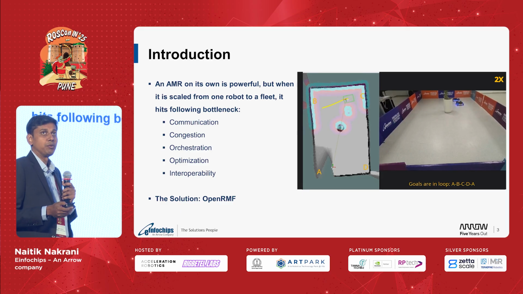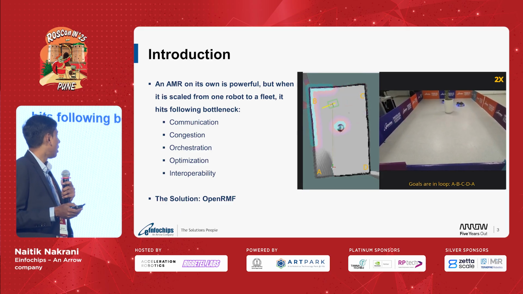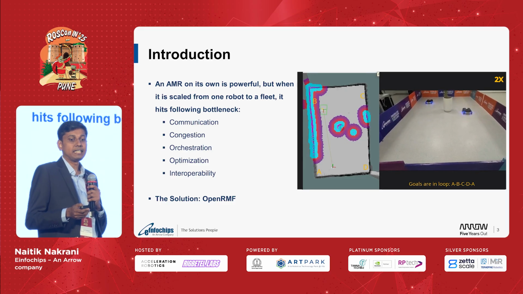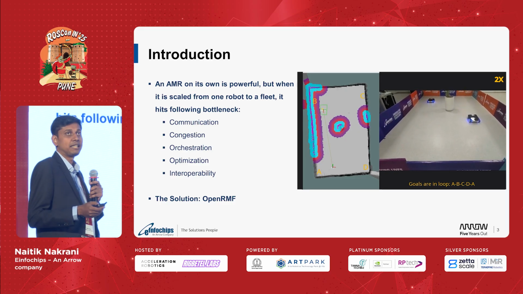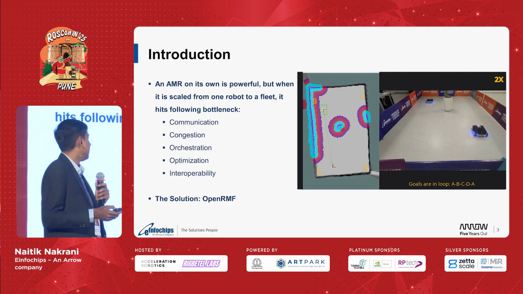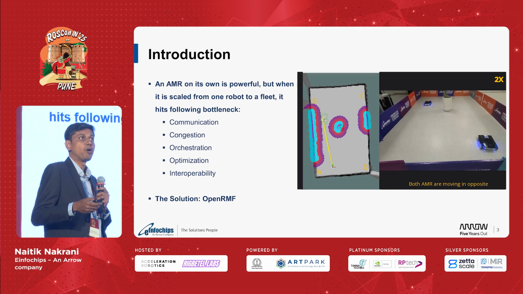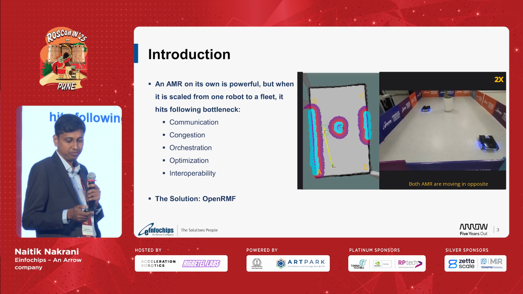So what happened when they came across each other? You'll see that they are stuck, right? And at some point of time, it gives an anxiety. And luckily, it didn't collide. But this is the kind of challenge that we are talking about when you are moving from one robot to multi robots.